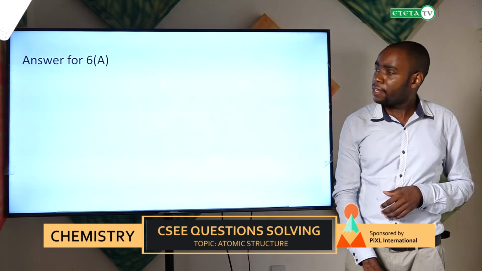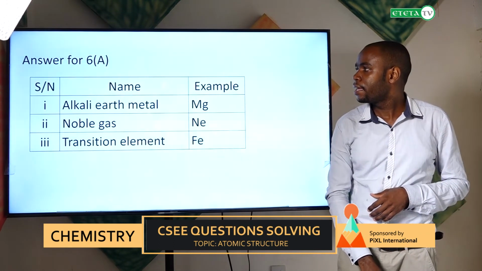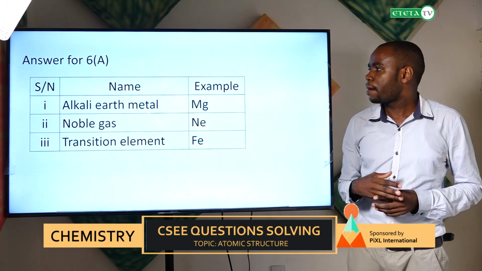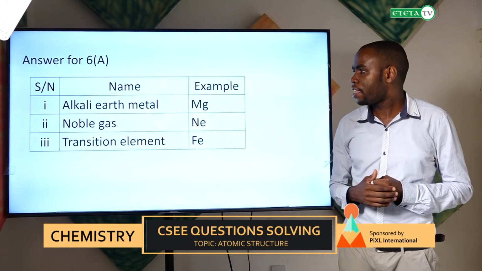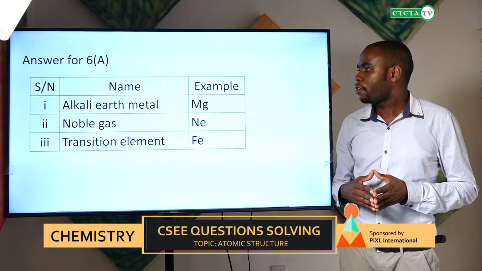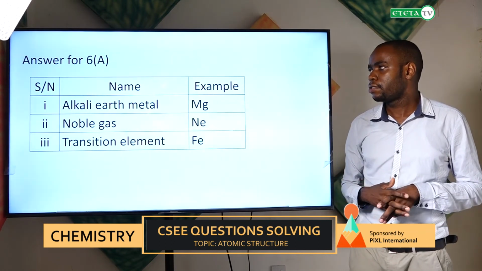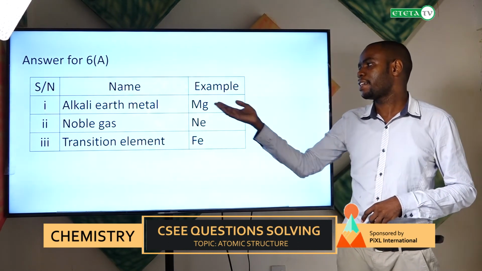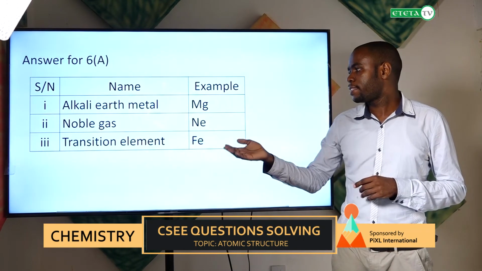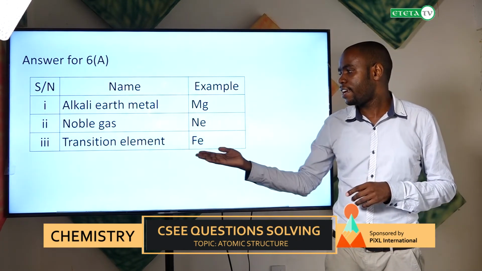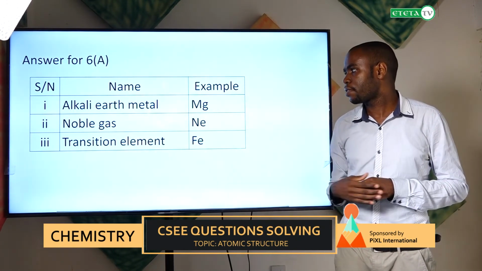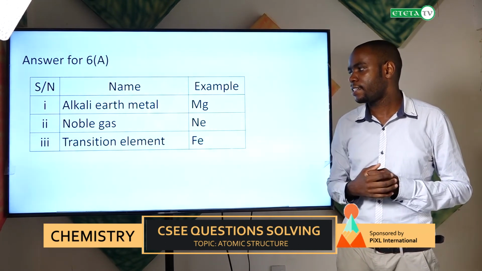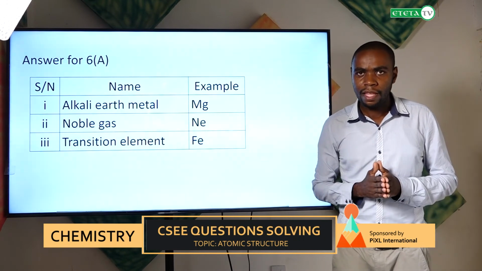Okay. Question number 6a. What is required here is one example each of an alkaline earth metal, a noble gas and a transition element. One example of an alkaline earth metal is magnesium. For noble gas it is neon, and for transition element it is iron. So these are examples of alkaline earth metal, noble gas and transition element.